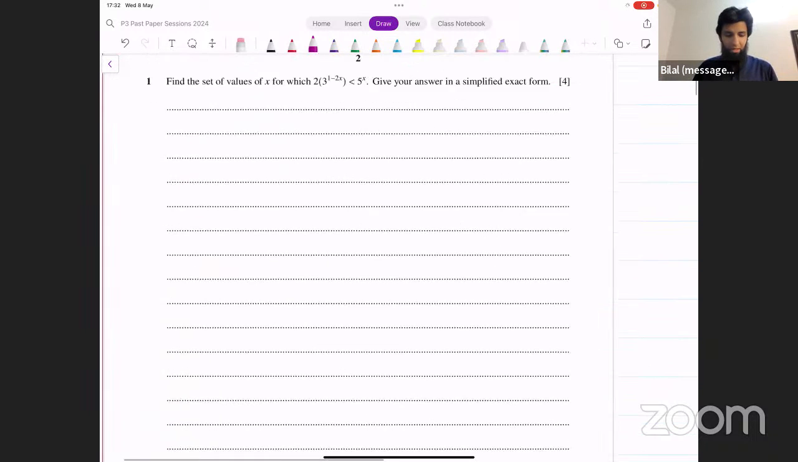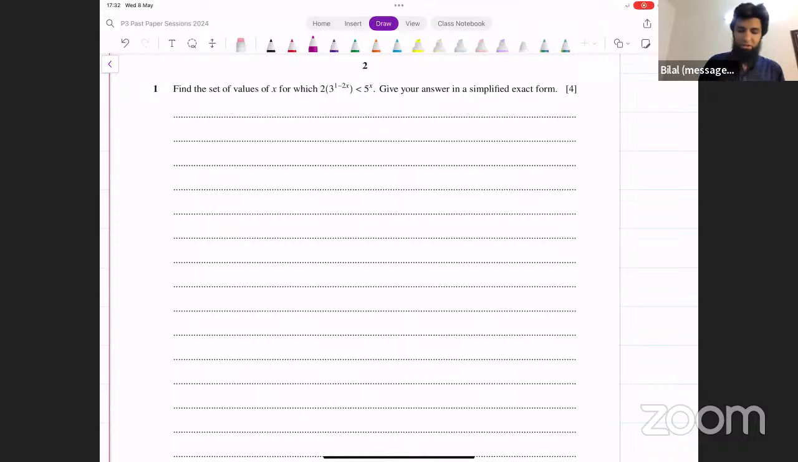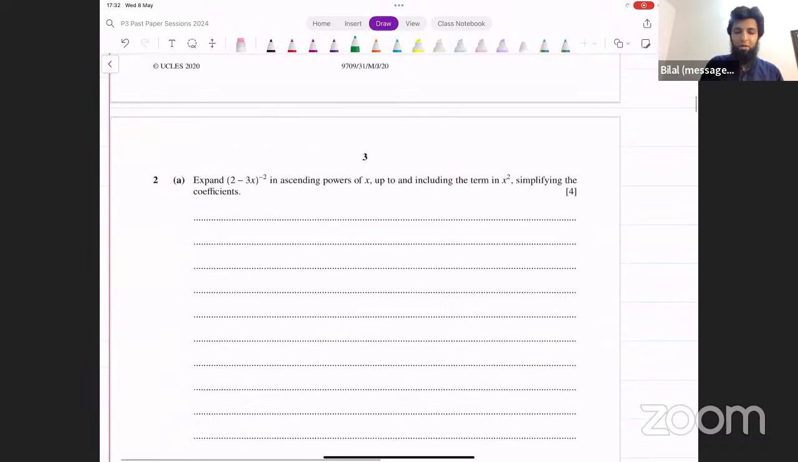So it says, find the set of values of x for which this is less than 5 raised to power x. Give your answer in simplified form. Now you have to solve this inequality using logs. It works exactly the same way like equations. You take log on both sides, apply the multiplication law, and then find the value of x from that. Not that difficult. You can do that.